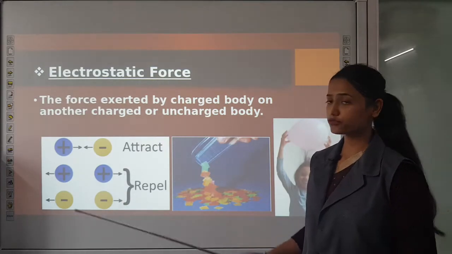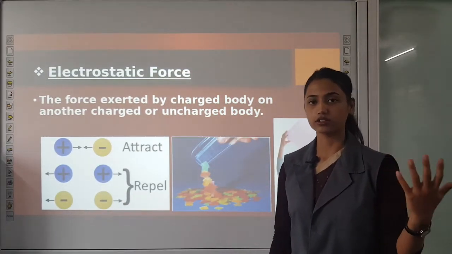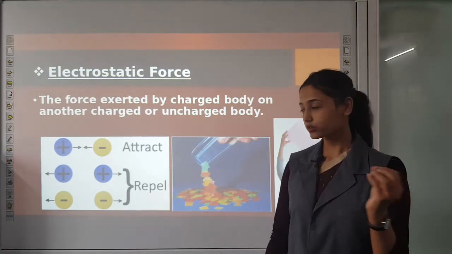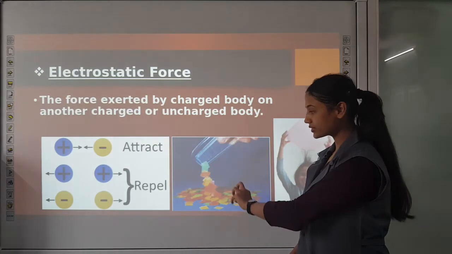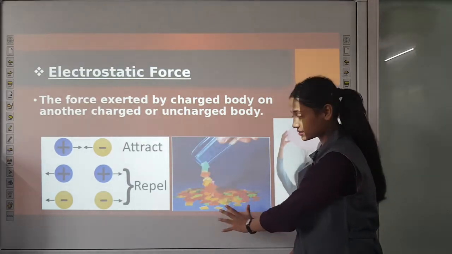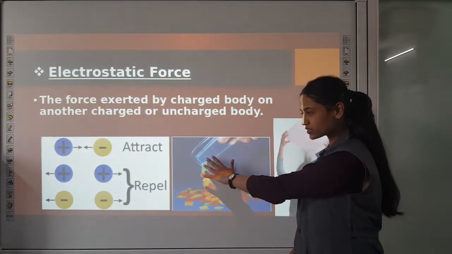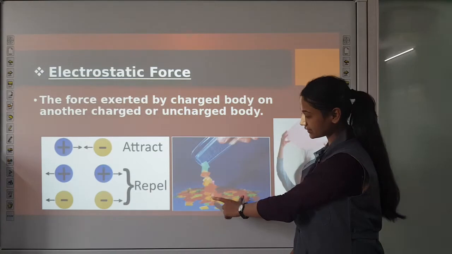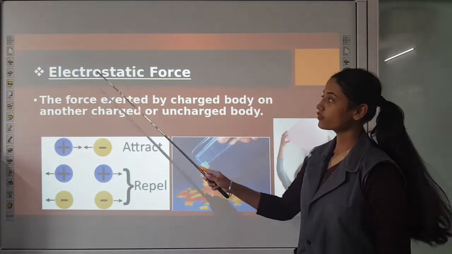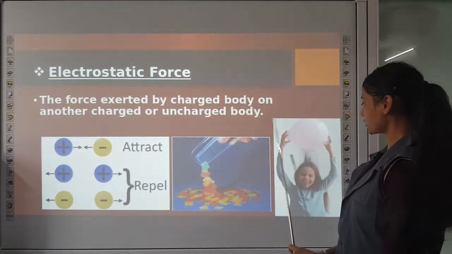Where can you see this force? When you rub a comb over your oiled hair and bring that comb near small pieces of paper, you can see there is attraction between the comb and the uncharged small pieces of paper. Why? Is this comb a magnet? No, it is not a magnet. So why is it attracting the small pieces of paper? Because of electrostatic force.